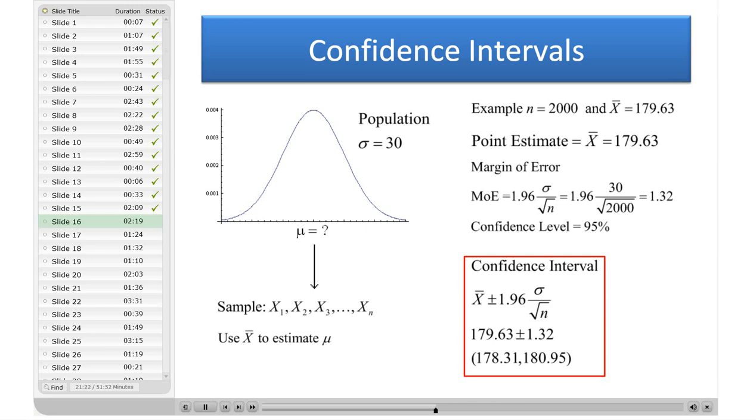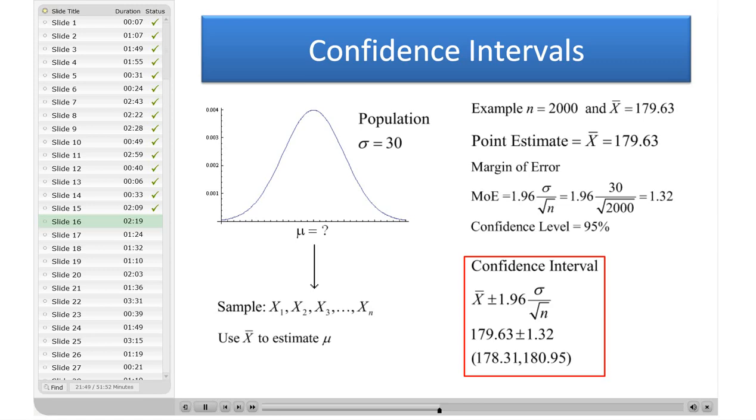Now, that margin of error has a confidence level associated to it. In other words, we have to say, how confident are we that our guess is really only 1.32 pounds away from the true population mean? And the answer is we're 95% confident in that. So we're 95% confident that our estimate 179.63 is within 1.32 units of the true population mean.